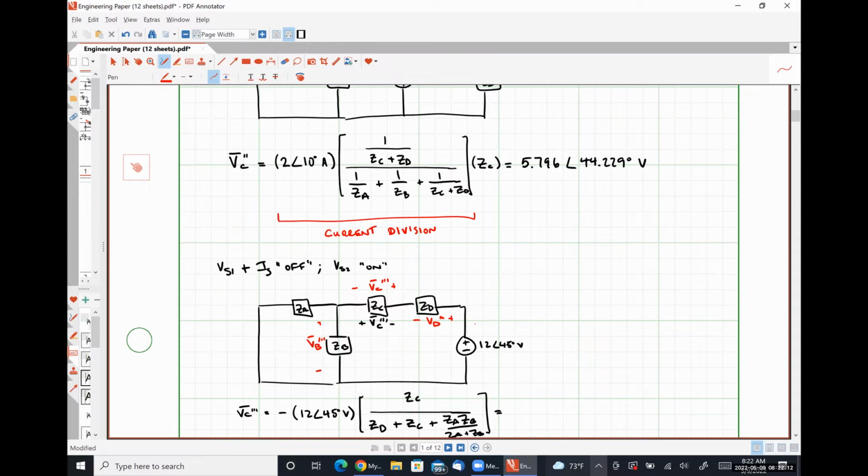So if I put this in, negative 12 angle 45 times ZC over ZD plus ZC plus ZA times ZB over ZA plus ZB, I get 10.784 with an angle of negative 99.099 degrees volts.